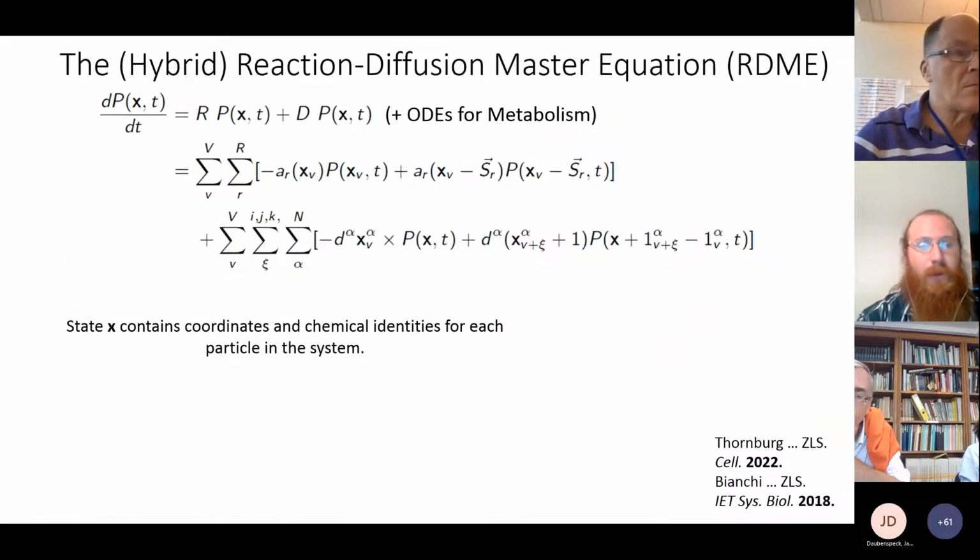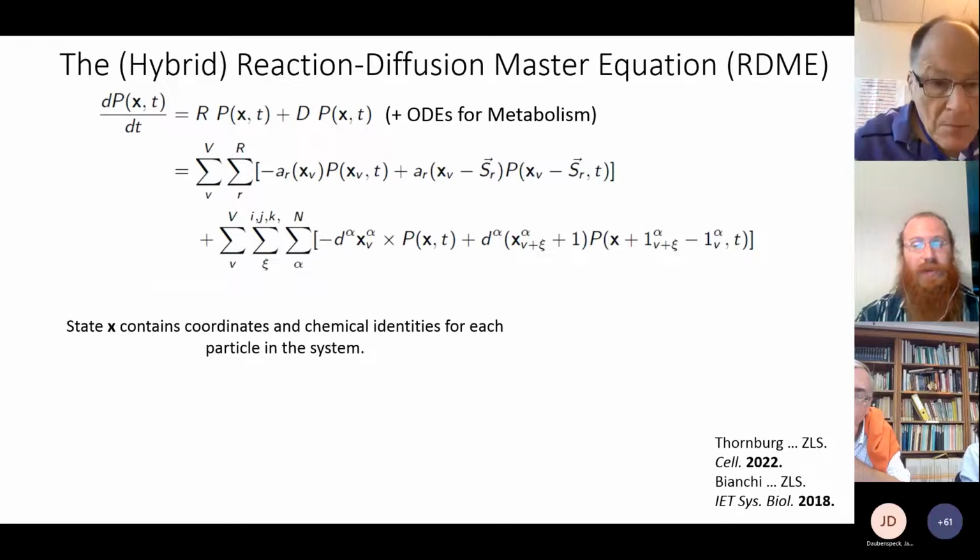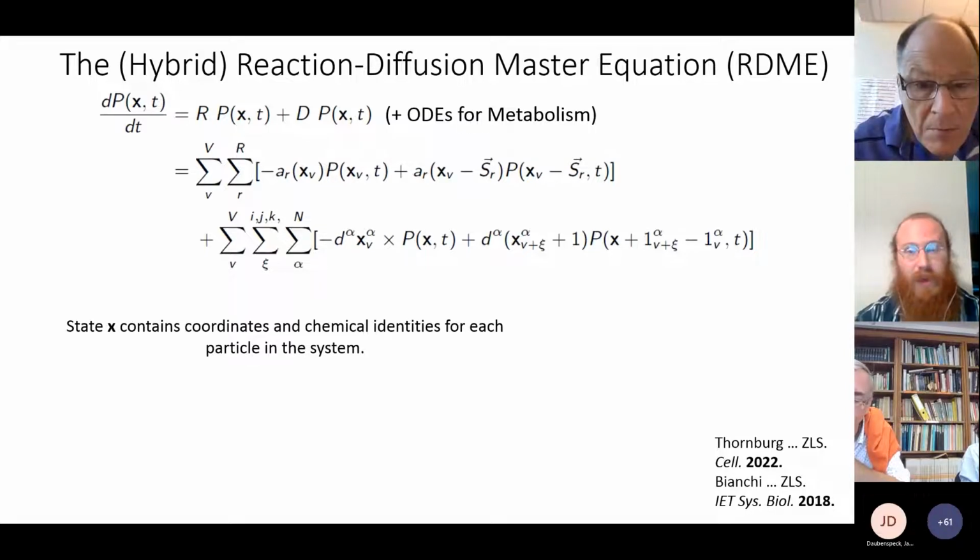So for example, messenger RNA counts, we can calculate ATP costs, and we can get population-wide distributions, for example, cell doubling time. Our stochastic method that we use to evolve the cell through time is known as the reaction diffusion master equation. Here I'm going to talk about the hybrid version because we also include ODEs for metabolism. We talk about the time evolution of the probability to be in a state X, where X contains the coordinates and chemical identities for each particle in our system.